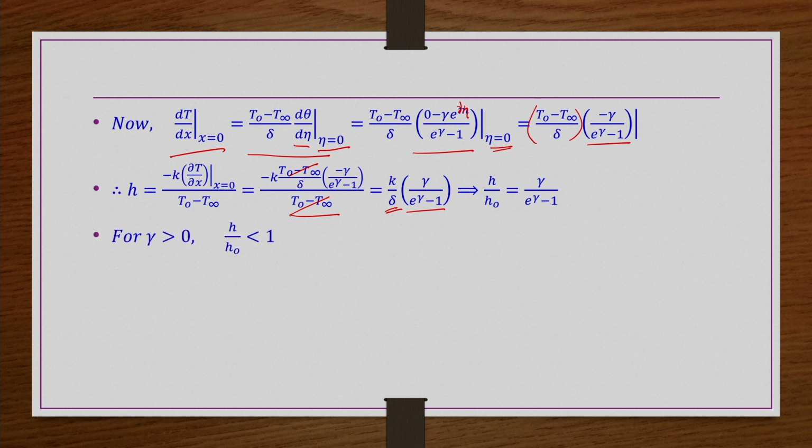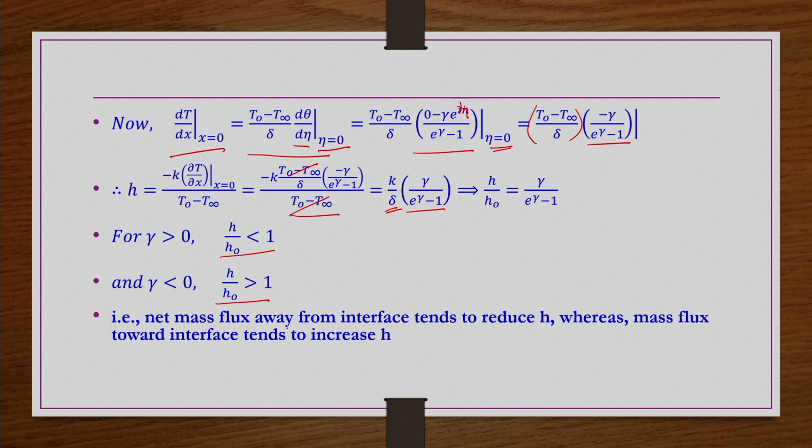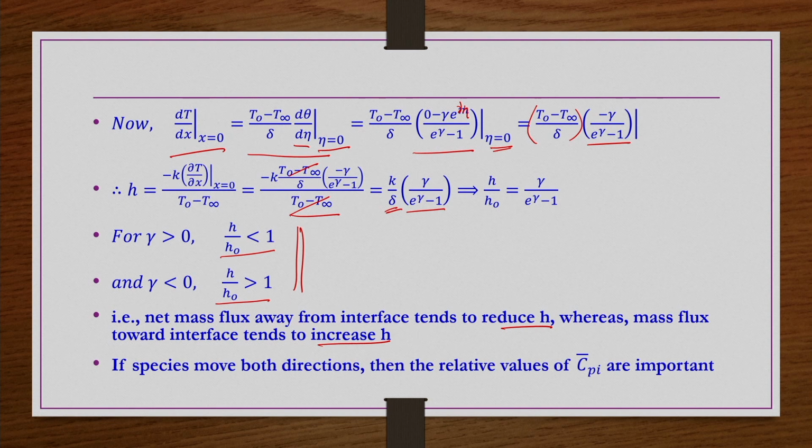And this gamma, we already know, is a constant. If it is a positive constant, from this relation h by h naught is less than 1. If it is a negative constant, then h by h naught is greater than 1, right. So, net mass flux away from the interface tends to reduce h, whereas mass flux towards the interface tends to increase the heat transfer coefficient h, according to these two conditions. If species move in both directions, then the relative values of C P i bar are important, because the C P i bar terms come into the picture in the gamma definition.